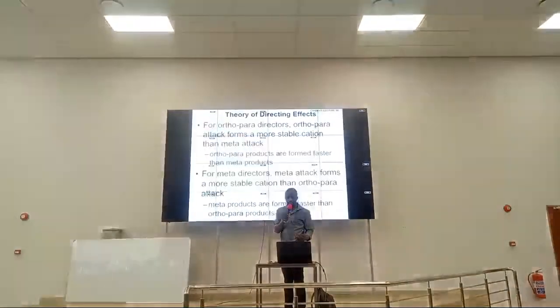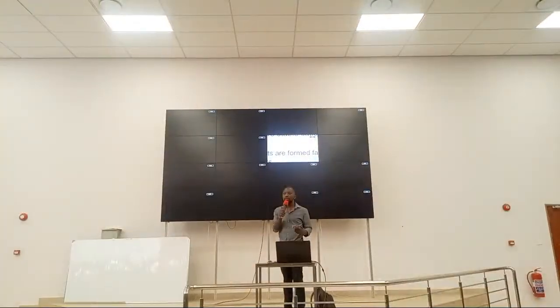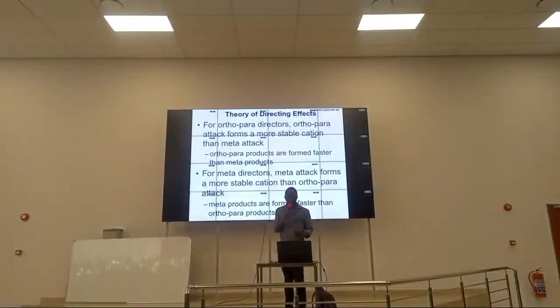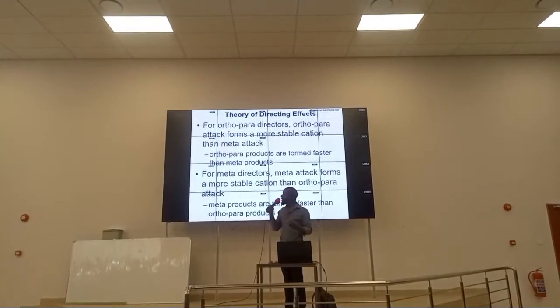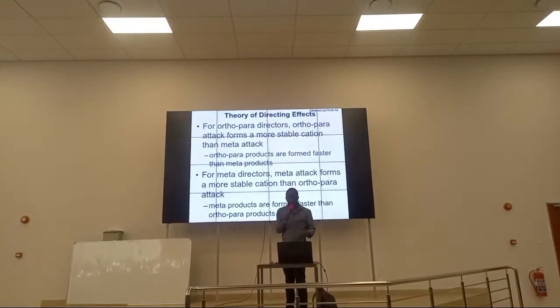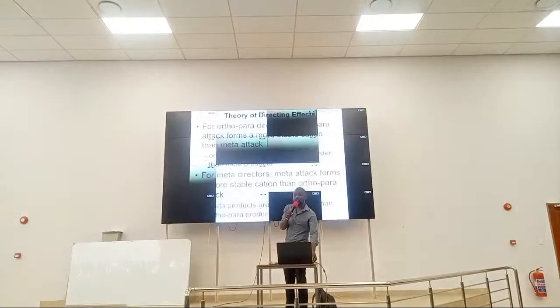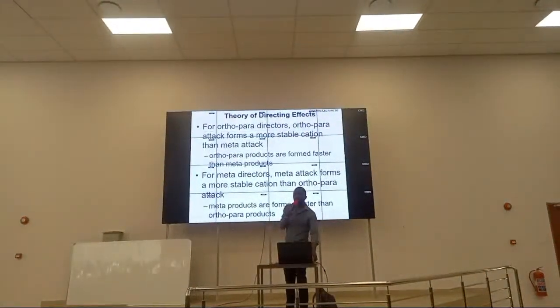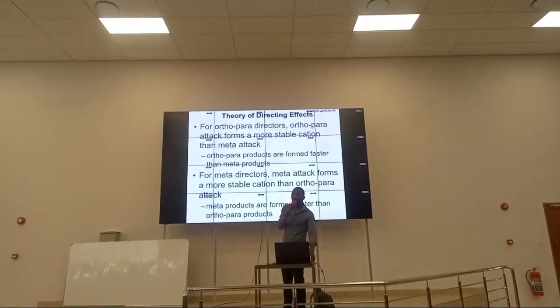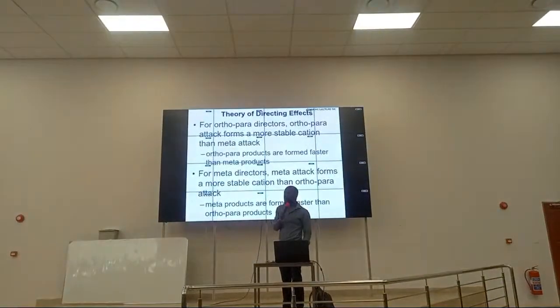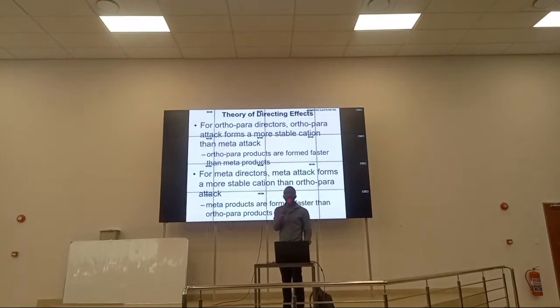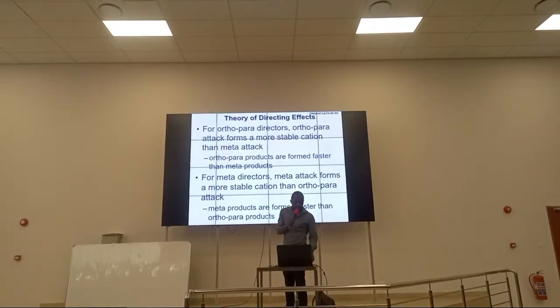Why should a more stable cation be obtained when we already have a methoxy, which is already substituted on the benzene ring system? Why should we get a more stable cation when an incoming electrophile attacks the ortho, but get a less stable cation when an incoming electrophile attacks the meta?